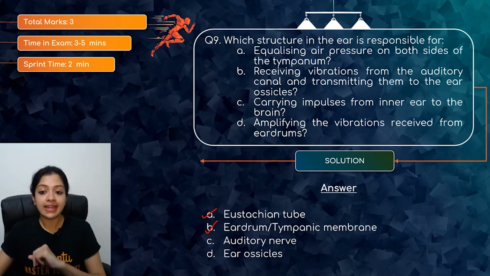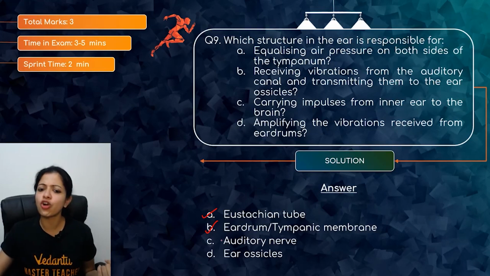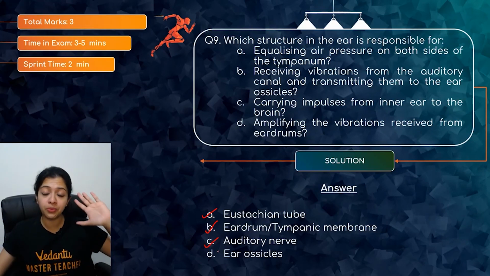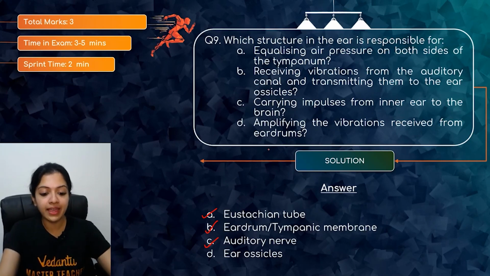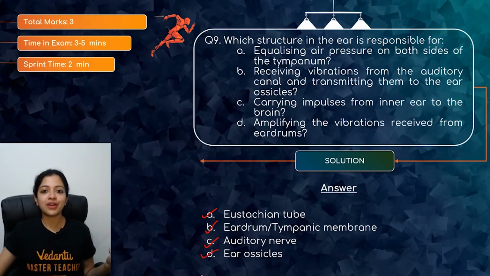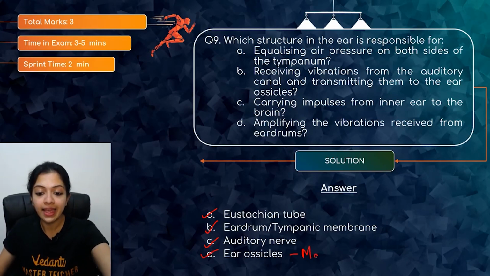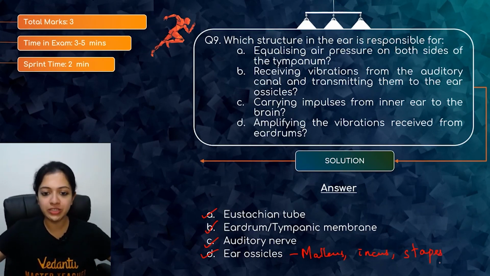The third one carries impulses from the inner ear to the brain. Has to be the auditory nerve. Had it been from the eye to the brain, it would have been the optic nerve. In this case, of course, it has to be the auditory nerve. The next one, amplifying the vibrations received from the eardrums. Amplifying vibrations would be the job of the ear ossicles, malleus, incus, and stapes. All right, so that's question 9.